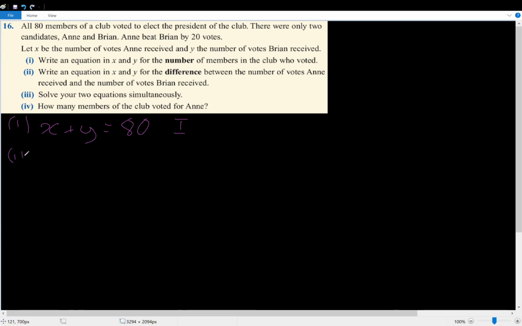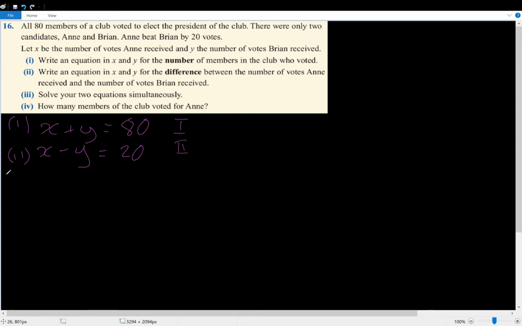Alright, for part 2, we've got to write down an equation in X and Y for the difference between the number of votes Anne received and the number of votes Brian received. Well, Anne beat Brian by 20 votes. In other words, Anne got 20 more votes than Brian. So Anne's votes minus Brian's votes would be 20. So X minus Y equals 20.